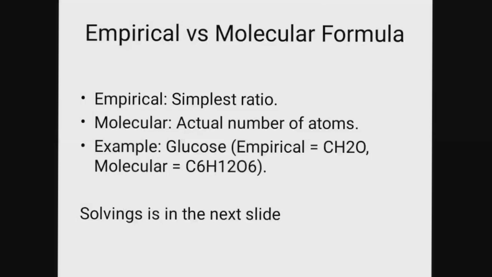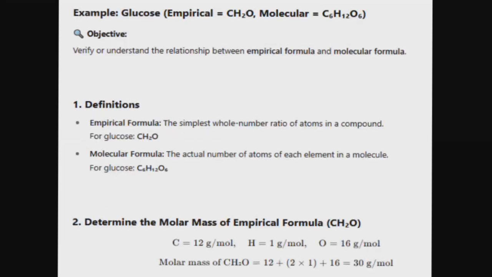We are given glucose. You know that for the empirical formula, you should be getting something like CH2O. But to find the molecular formula, the actual number of atoms of carbon, of hydrogen, of oxygen that are present in glucose, we use this molecular formula to get there. So I say that to help you understand the relationship between empirical formula and molecular formula.